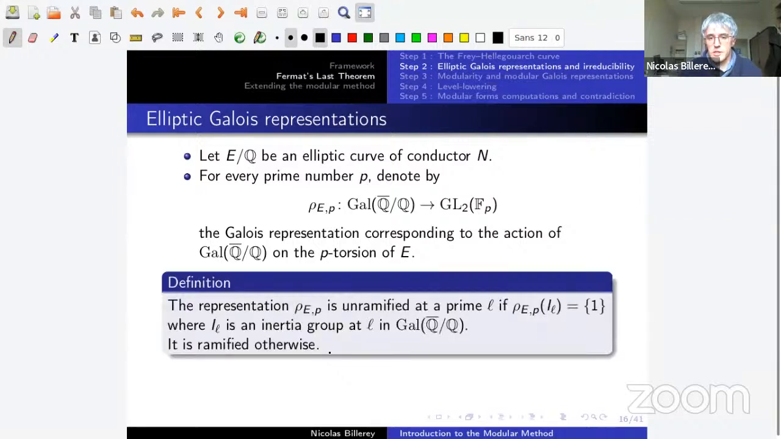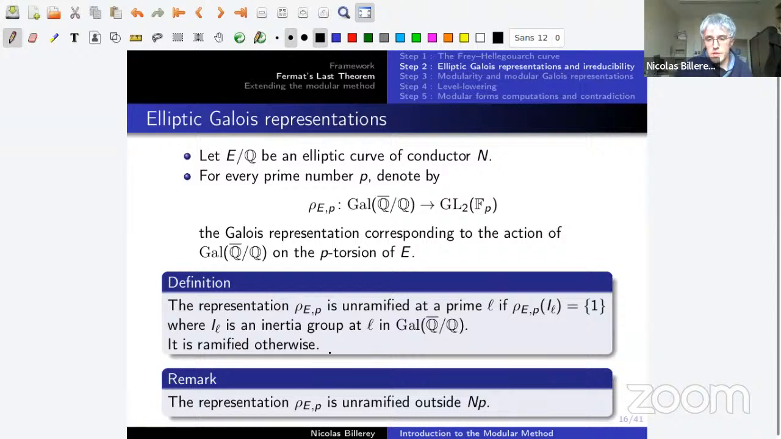We shall say that this representation is unramified at a prime l if the image of some inertia group at l in the absolute Galois group of Q is trivial. More concretely, this looks like a representation of an infinite group, because the absolute Galois group of Q is of course infinite, but the image is finite. So you can factor it through a finite quotient, corresponding to a finite open subgroup of the absolute Galois group of Q. You can think of this representation as a representation of the Galois group of a finite extension of Q into GL2 of F_p. Saying that this representation is unramified at the prime l just means that this prime l isn't ramified in that finite Galois extension. In the other situation, we say it's ramified. So unramified means that the image of the inertia group is trivial.